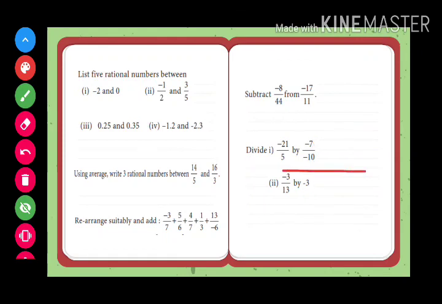Okay, so that's all for today. In the next class, we'll be seeing properties of rational numbers and word problems.